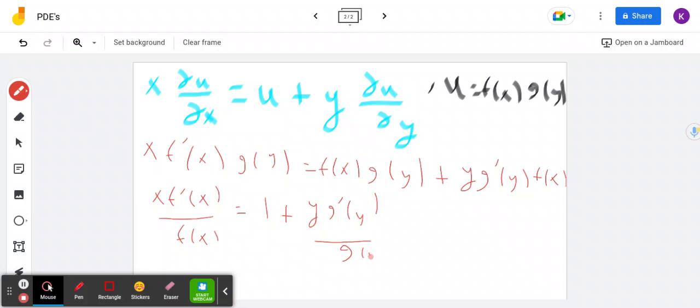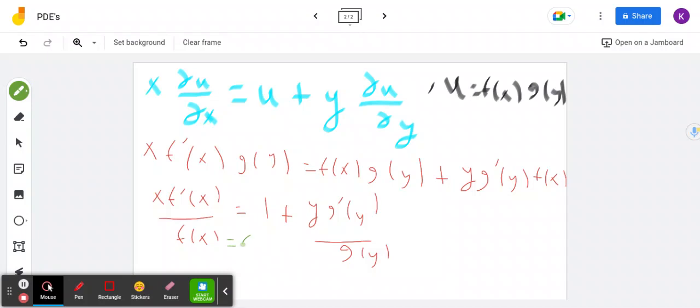We're ultimately solving for f of x and g of y and then multiplying them to get u. So as a result, each of these sides is equal to a constant c. And the reason is that when we take a partial derivative with respect to another variable, it's like taking a partial derivative of a constant. So for example, this is equal to c.